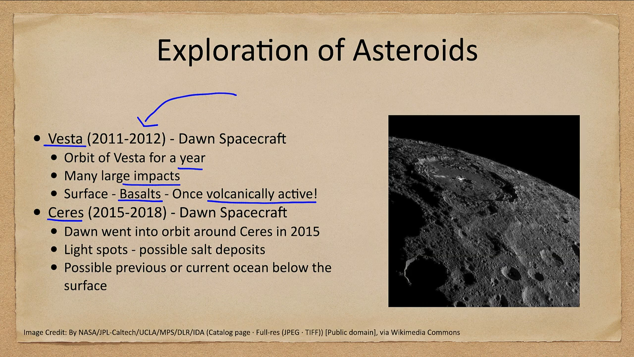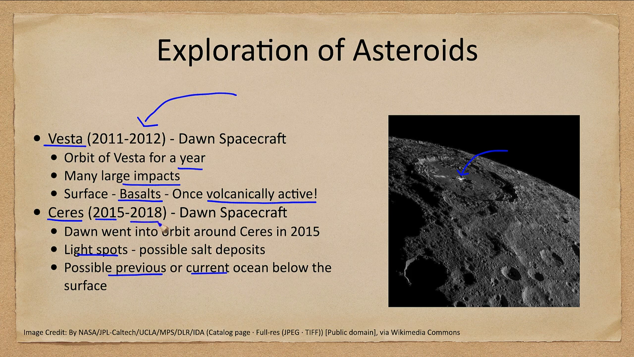Then Ceres was studied. After it left orbit of Vesta, it traveled to Ceres, arriving there in 2015, and it saw some light spots there, which were possible salt deposits, which were very interesting. While the craft was traveling there, we saw these bright areas, and the question was what these could possibly be. But it means that there's a possible previous or current ocean below the surface. So still a lot of things we do not know about these objects.